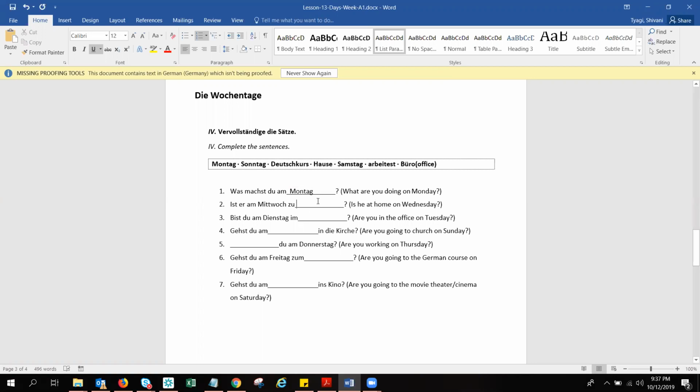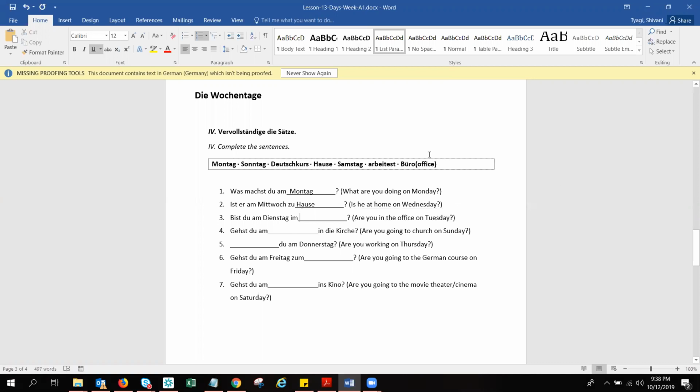Then, Pratibha: Ist er am Mittwoch zu Hause? Read the sentence in English as well. Is he at home on Wednesday? Okay, zu Hause. Bist du am Dienstag im Büro? So it's: are you in the office on Tuesday? The translation is written here, so it's easy.